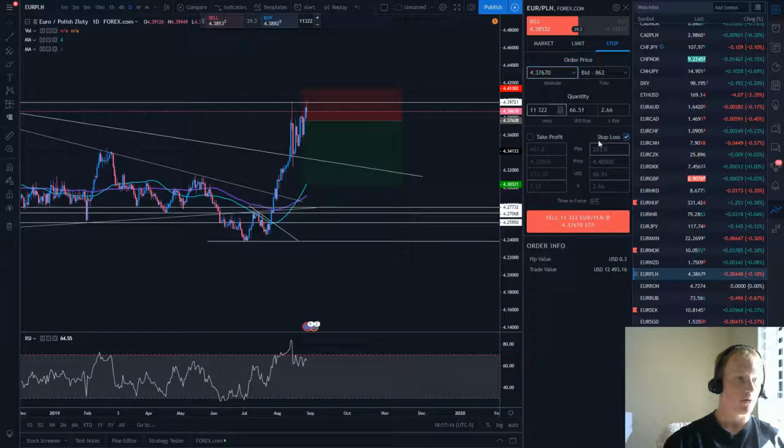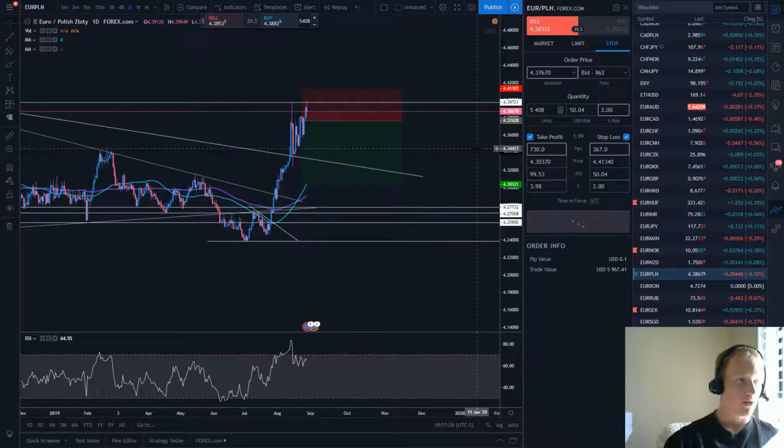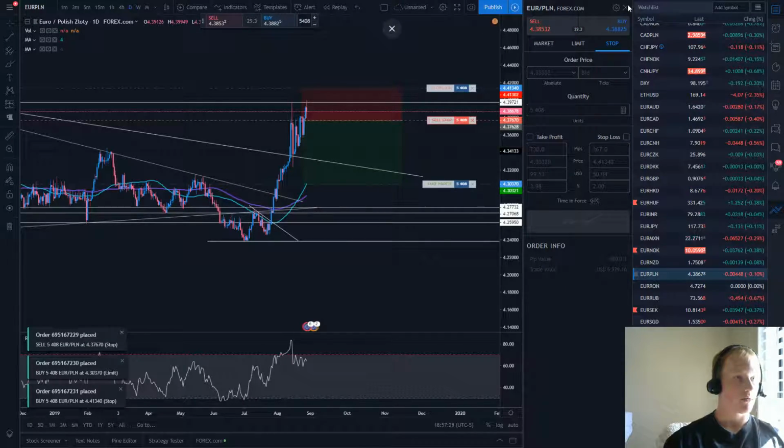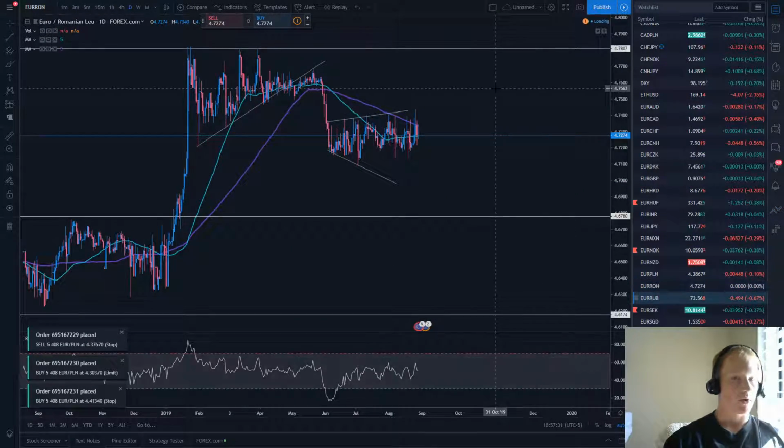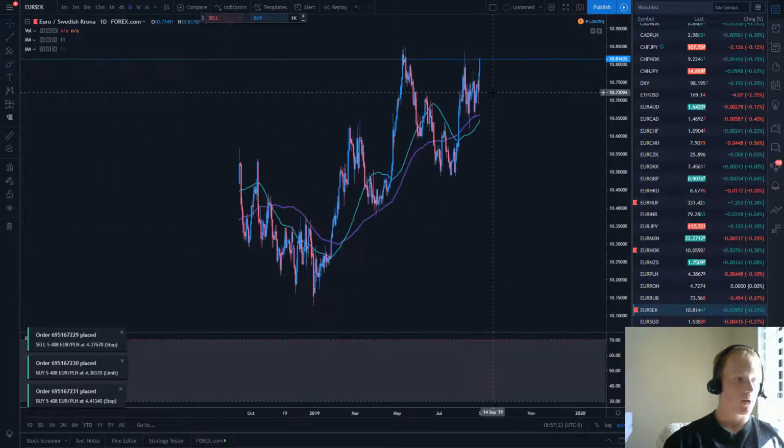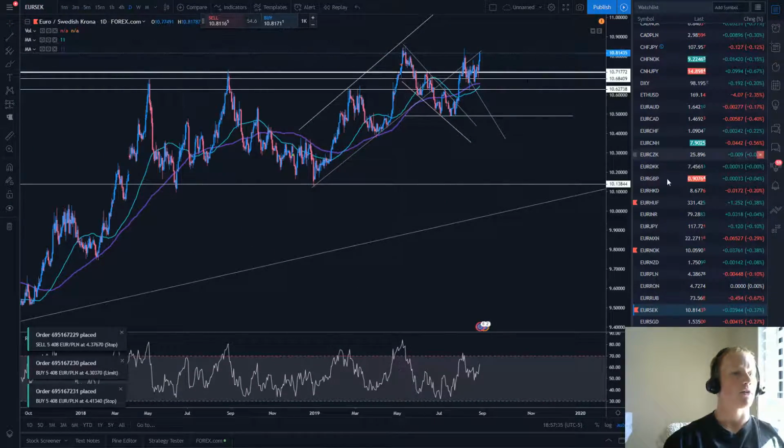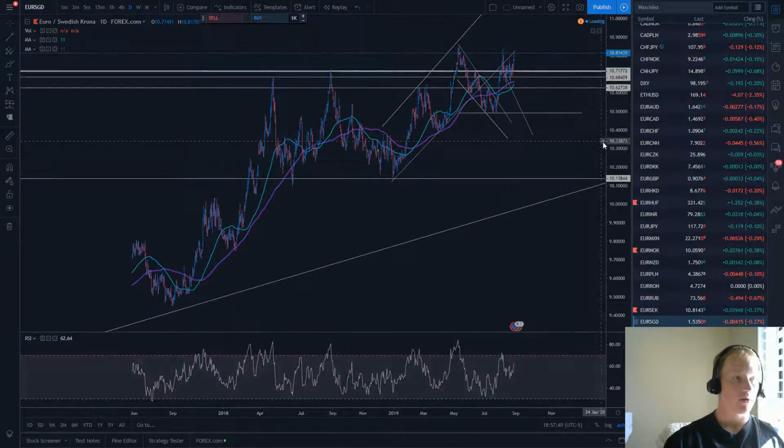367, 730. 32% risk. Shit. And there we are. Okay. Look for a top here, though. Look for a top here. It's coming up to retest this, so.